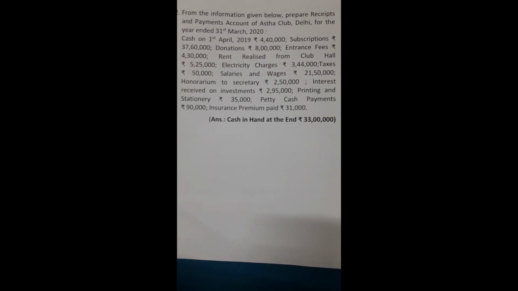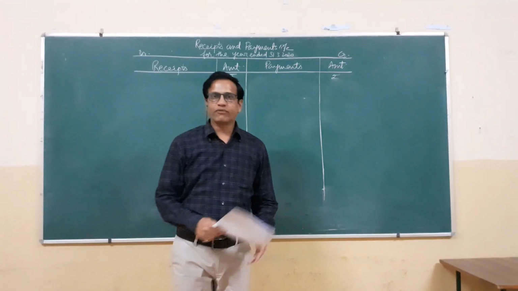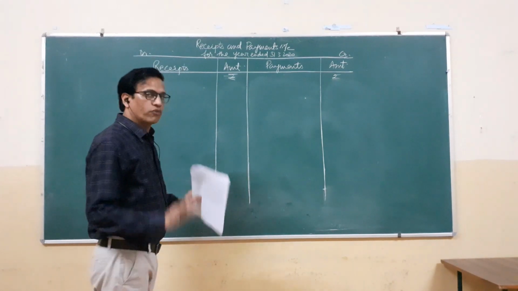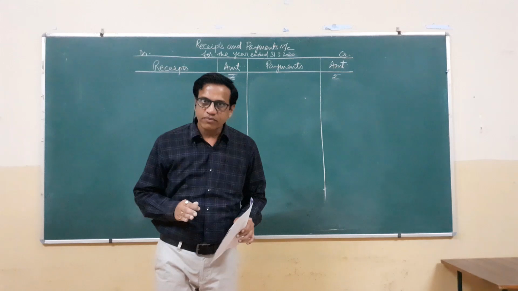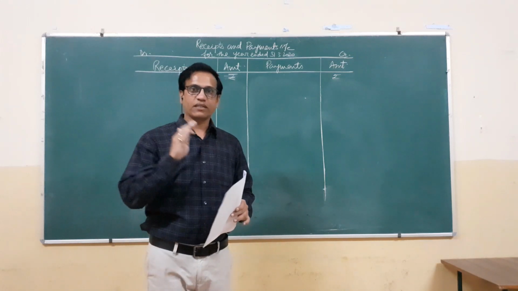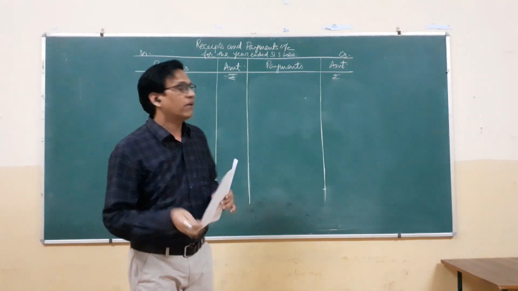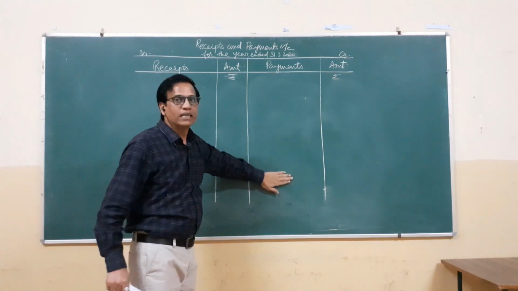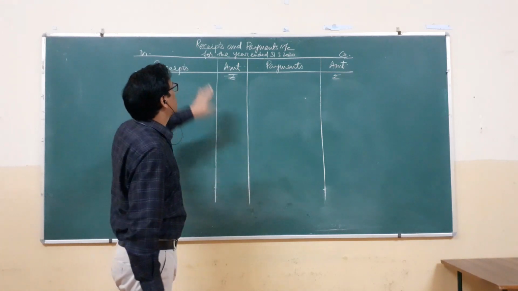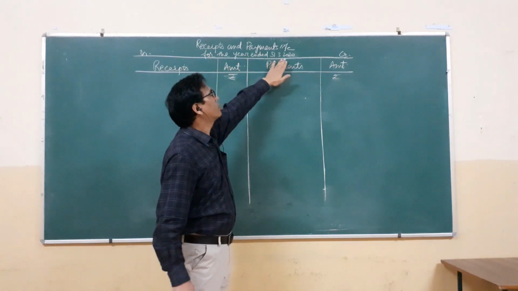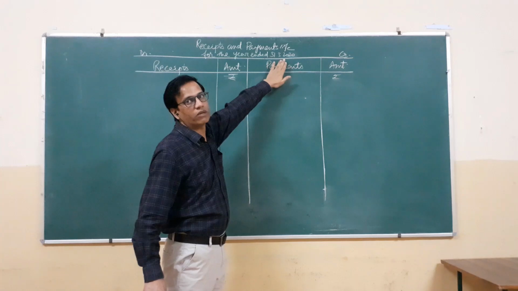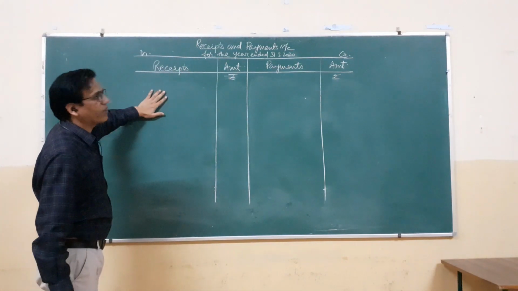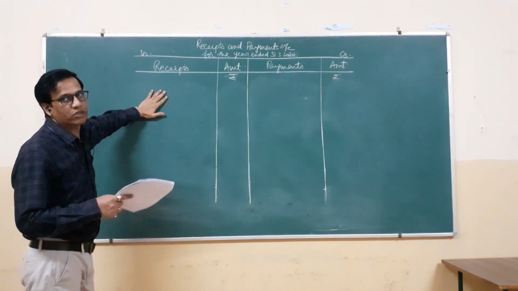So let's solve it. So we have to prepare again a receipts and payments account for another question. What is to be done? Simply read the item, identify whether cash is received or cash is paid. If it is received, we have to write down on the debit side. If it is paid, then we have to write down on the credit side. In this question, the receipts and payments account is to be made for the year ended 31st March 2020. So we have drawn the format here.